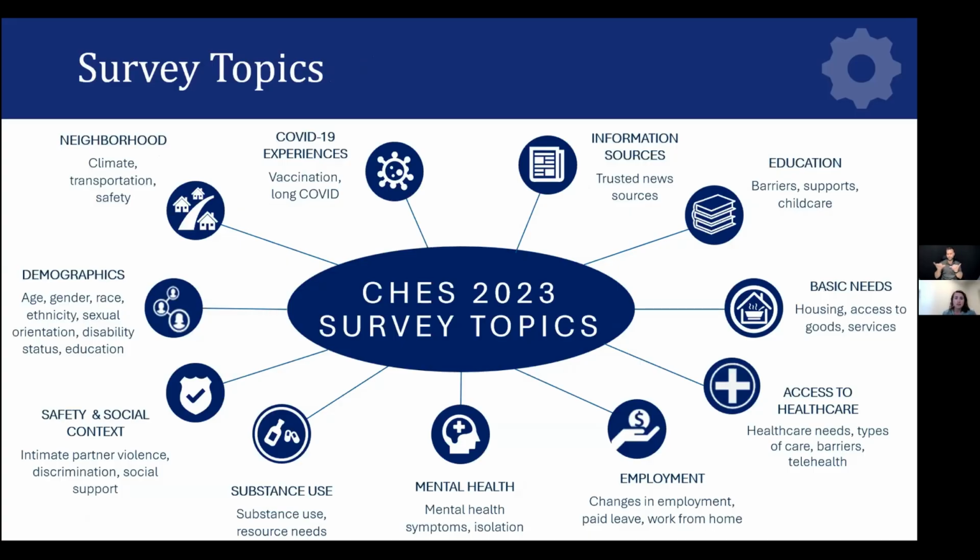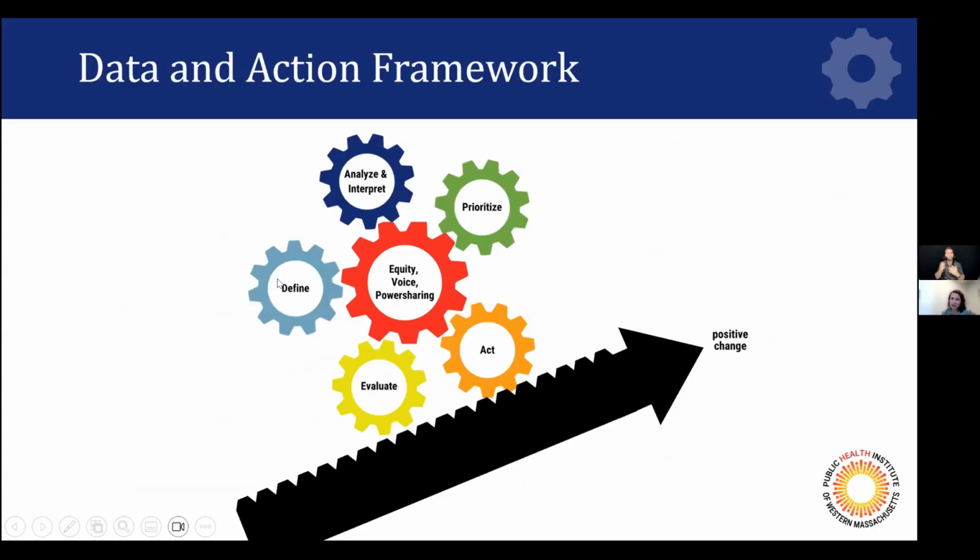And here are our survey topics. We collected information on demographics, safety and social context, substance use, mental health, employment, access to healthcare, basic needs, education, information sources, COVID-19 experiences, and neighborhood. And all of these data are available to all of you.